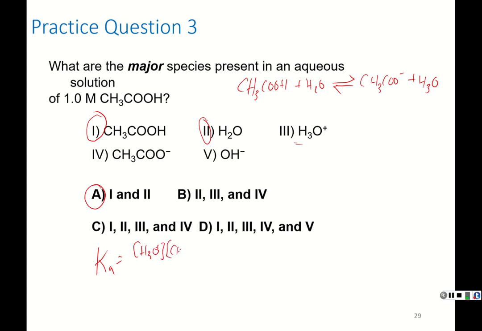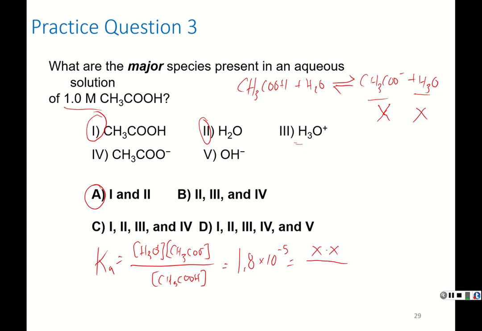You can write your expression for Ka for this. All right, so that'd be our expression for Ka. Right, and we know the Ka value for this. You can look that up. It's 1.8 times 10 to the minus 5. And we were given a concentration of our undissociated form. We don't know how much this dissociates, right? But we can use the variable x for these concentrations. So that would become x times x on the top divided by, and we can just estimate this as what it started with, 1 molar. So we have x squared over 1 equals 1.8 times 10 to the minus 5.